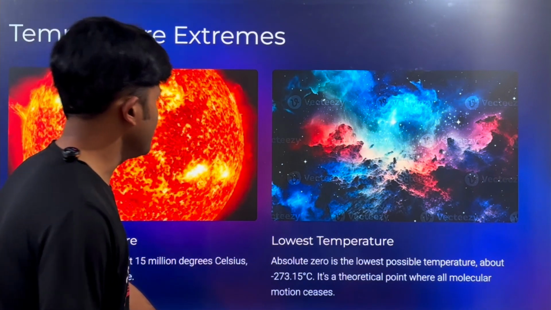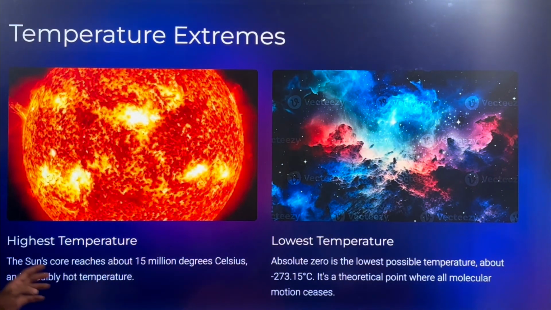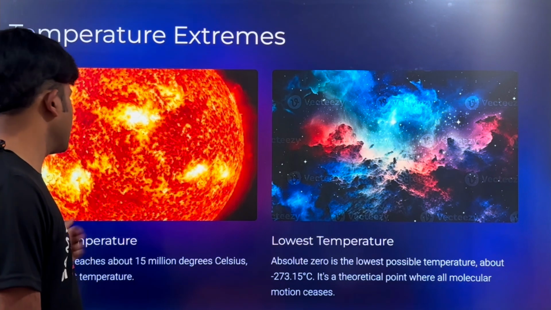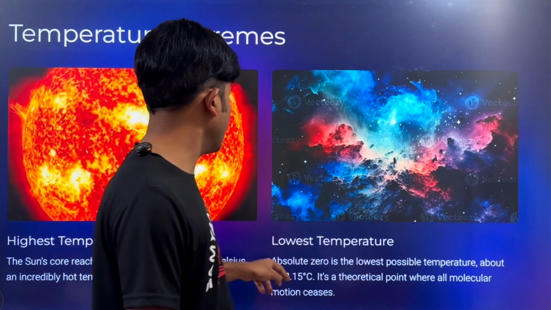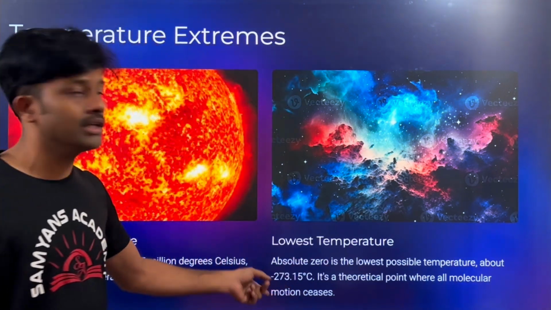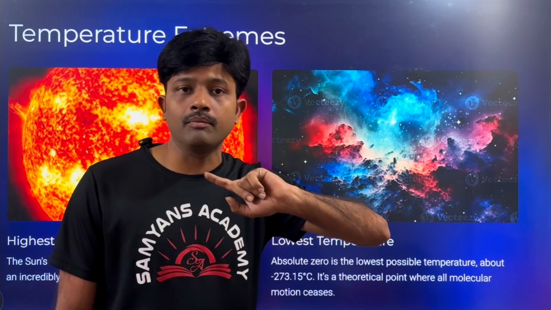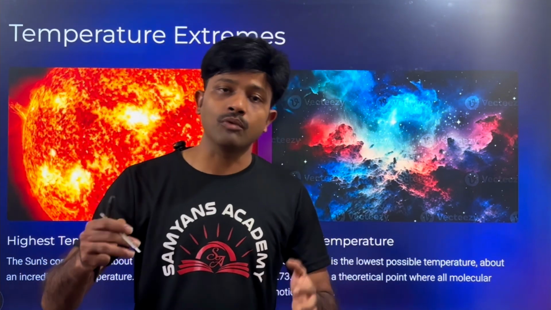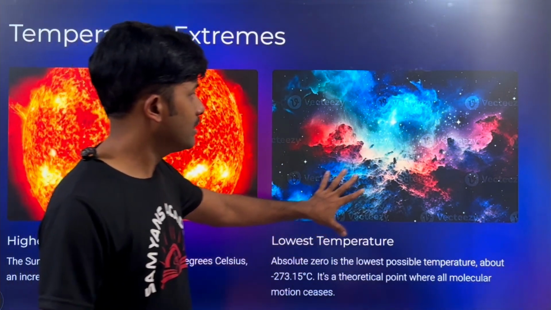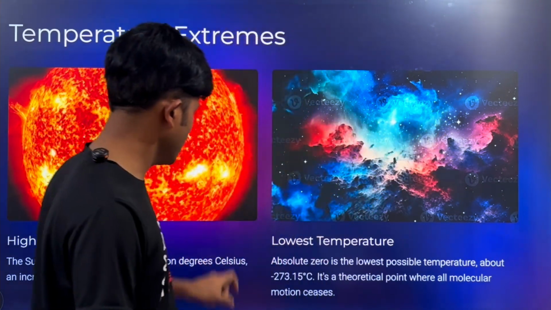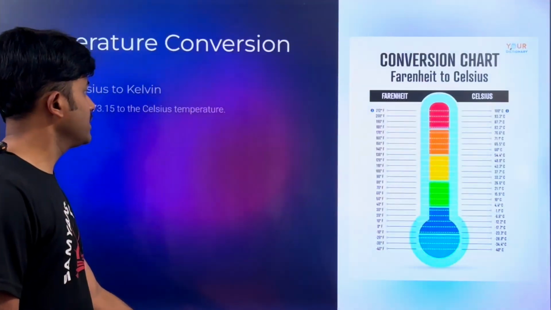Now, temperature extremes, highest temperature. What is the highest temperature we can see? In the inner core of the sun. The sun's core reaches about 15 million degrees Celsius. That is an incredibly hot temperature. Okay, the lowest temperature we can see in the universe? Absolute zero is the lowest possible temperature, about minus 273 degrees Celsius. What is the melting ice temperature? That is 0 degrees Celsius. Assume minus 273, how cold is it? It is a theoretical point where all molecular motion ceases. Molecular motions cease here, right? Because everything is frozen at that temperature.